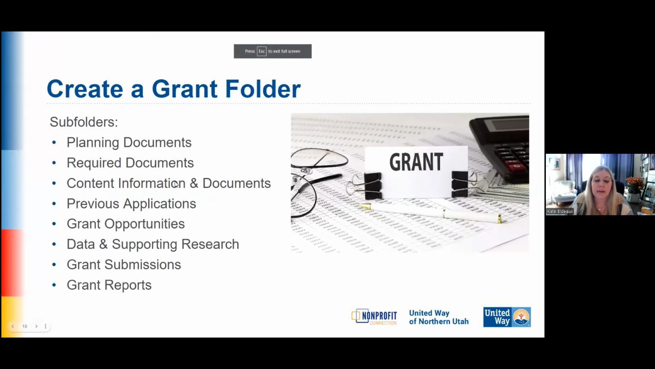So in your grant writing folder, you should have planning documents, any of the required documents. I'm going to show you what those are. Any content information, if you have an annual report, anything like that. If you have previous applications to that funder, make sure you put that in there. I have grant writing opportunities, data and supporting research, grant submissions, and grant reports. Each one of those are actual folders in my Google account. Those are all of my folders.